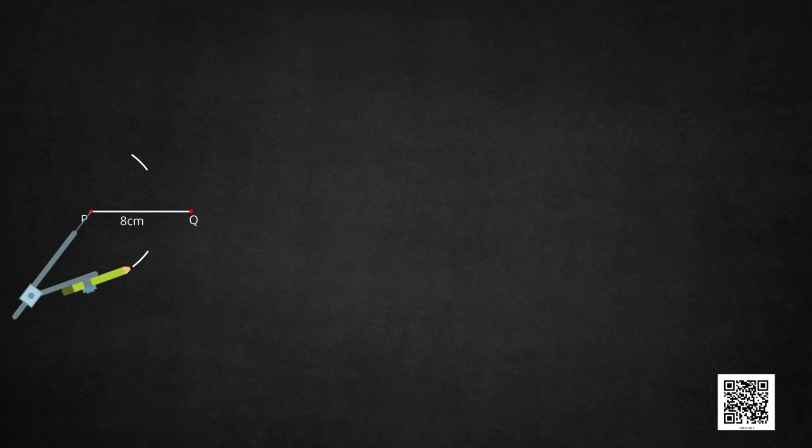Now keep the radius of the compass the same and shift the tip to point Q. Draw two arcs, again cutting the first two arcs at 2 points respectively. The 2 points can be named as point M and N. If we join M and N, we get a line segment MN which is intersecting PQ at point O.